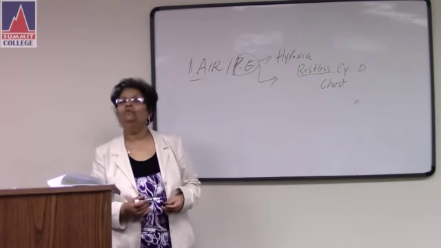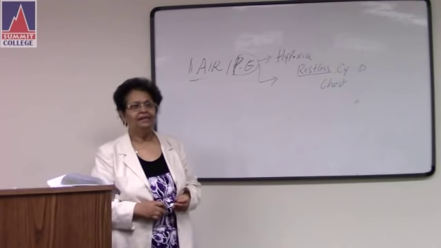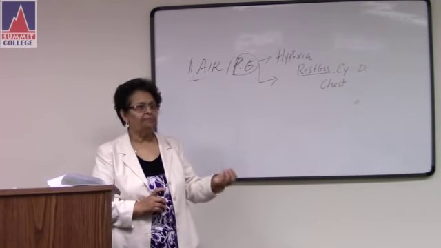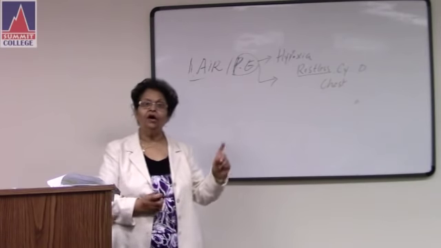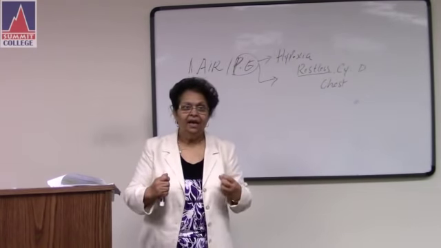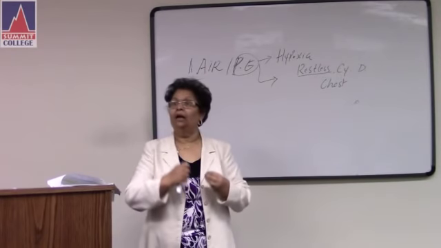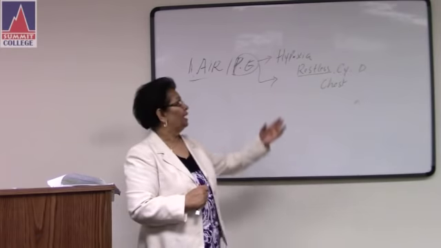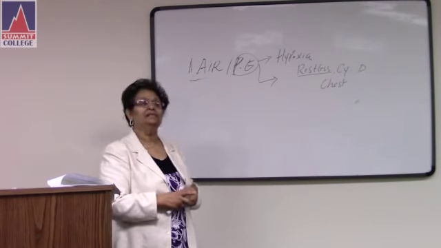But how do we memorize here? Number 1 is what we call hypoxia. What is hypoxia? Early sign of hypoxia, your patient starts getting restless. And then what happens to them? Their color is changing, and they're complaining of chest pain, and they are having cyanosis and dyspnea.